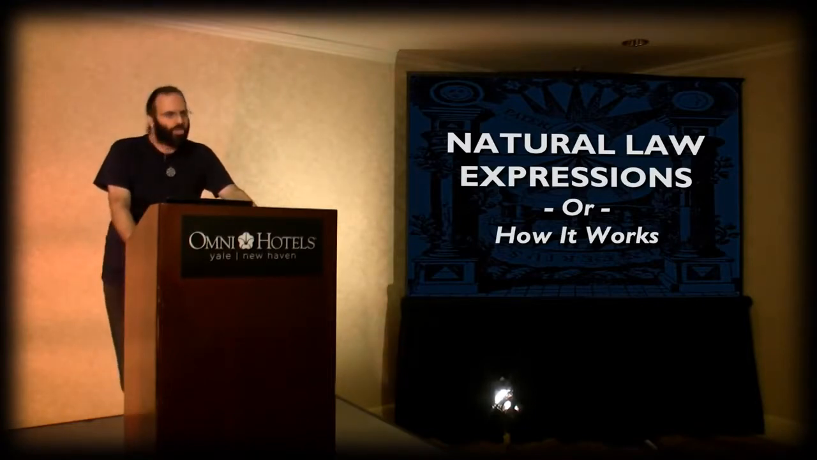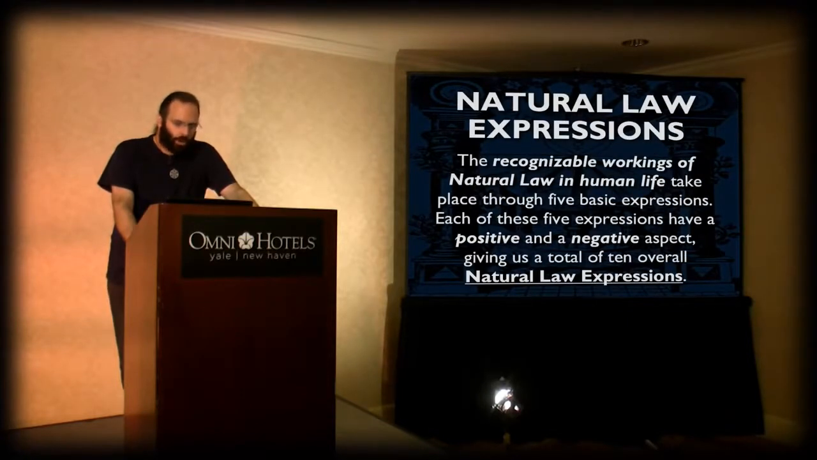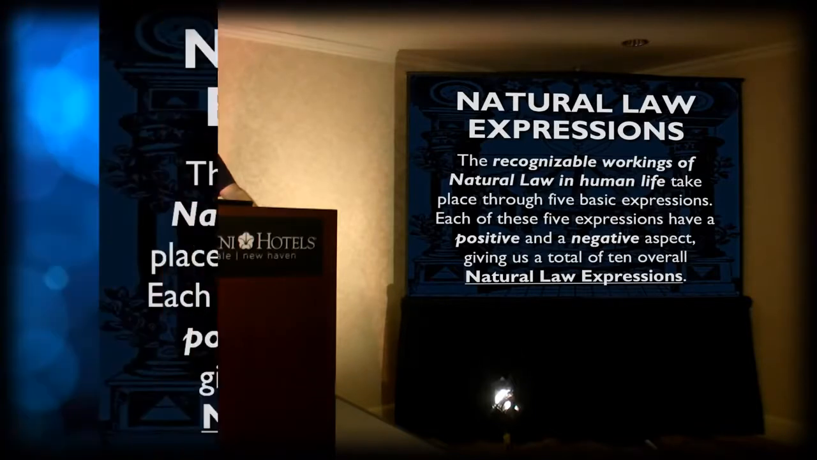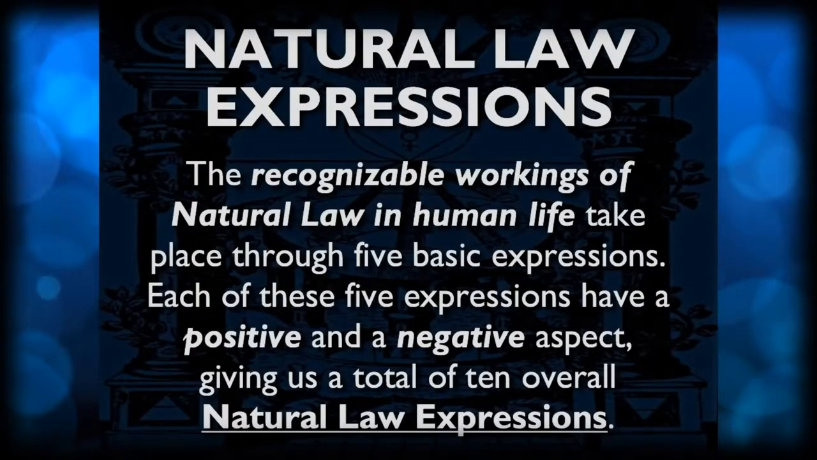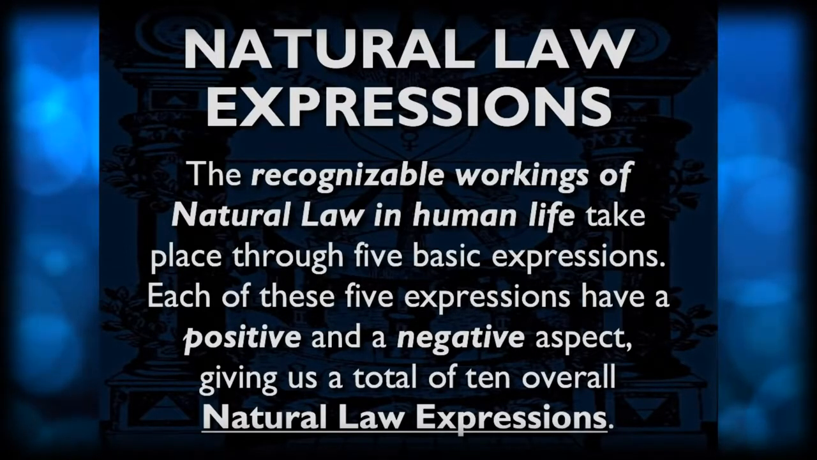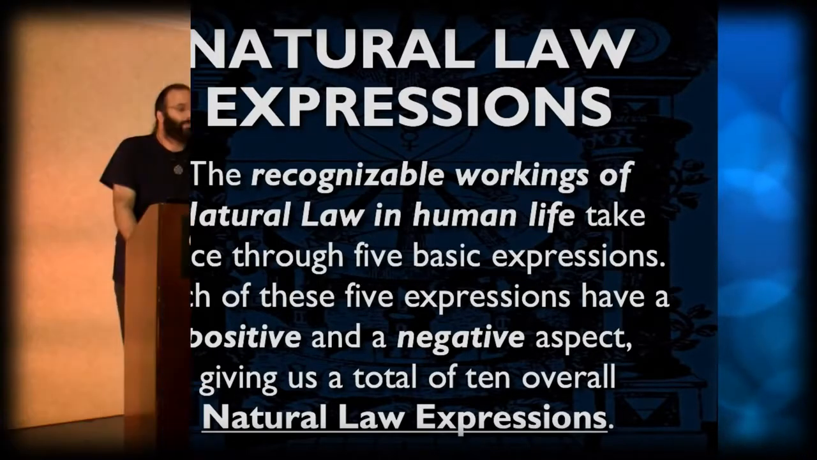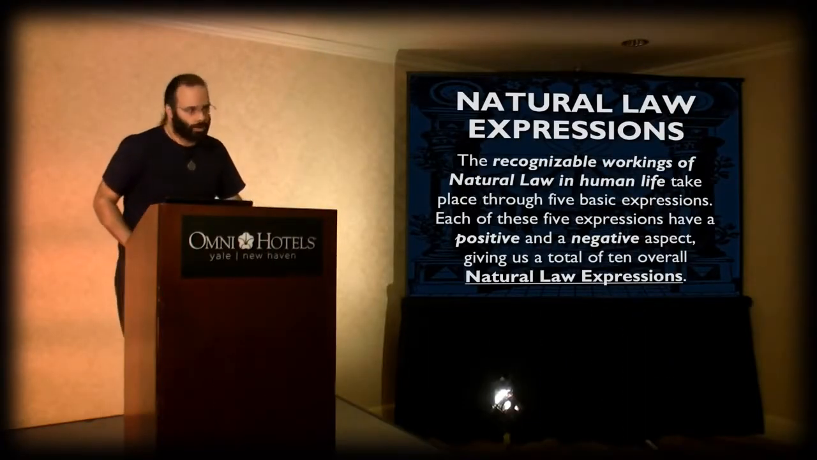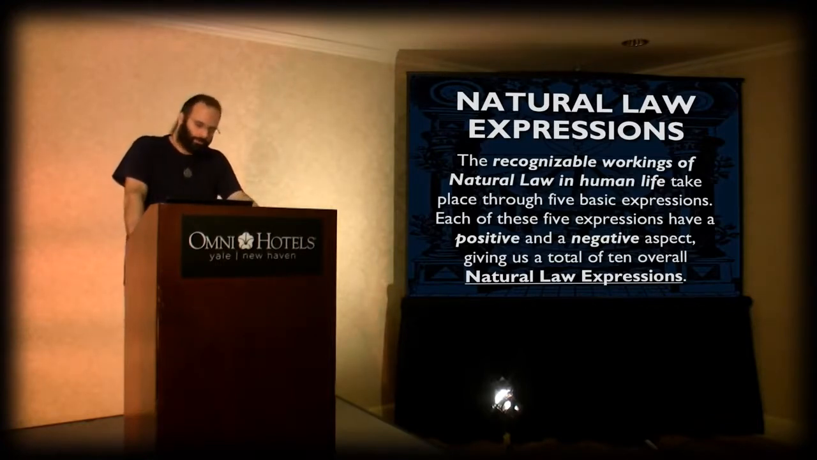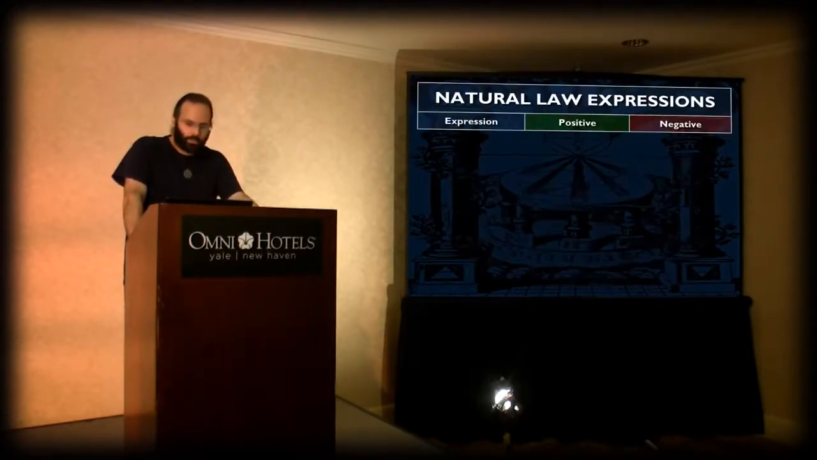So we're going to build a chart of the natural law expressions in a moment. These expressions are the recognizable workings in our life. And they take place through five basic expressions. Each of the five expressions of natural law has a positive aspect and a negative aspect. So that gives us a total of 10 overall natural law expressions. And we're going to build a chart regarding these expressions. Okay? So here's the expression, and then there's a positive aspect to the expression, and there's a negative aspect to the expression.